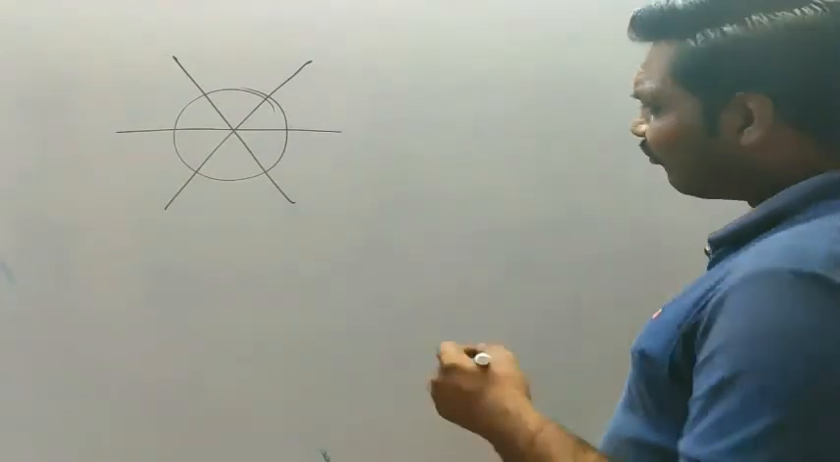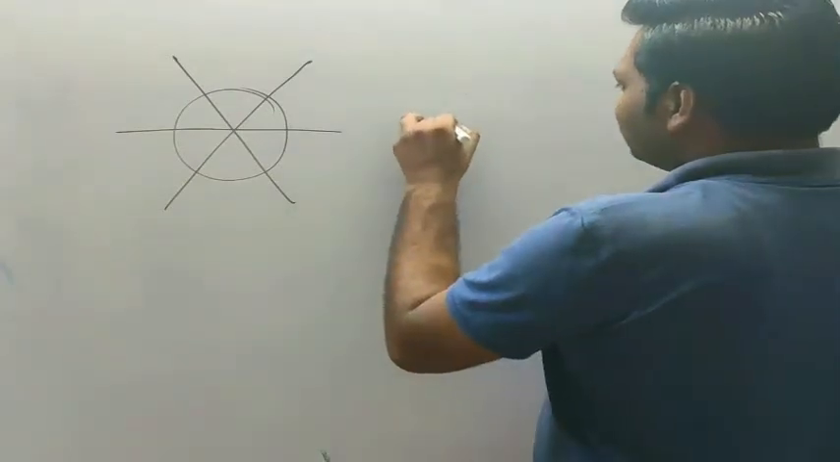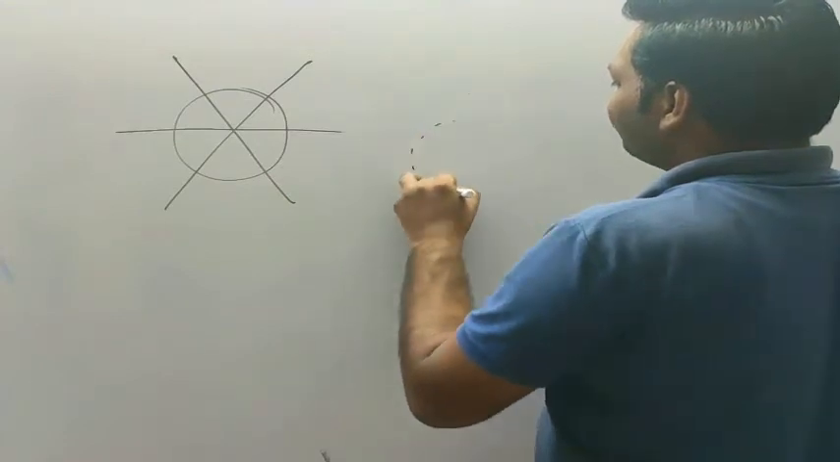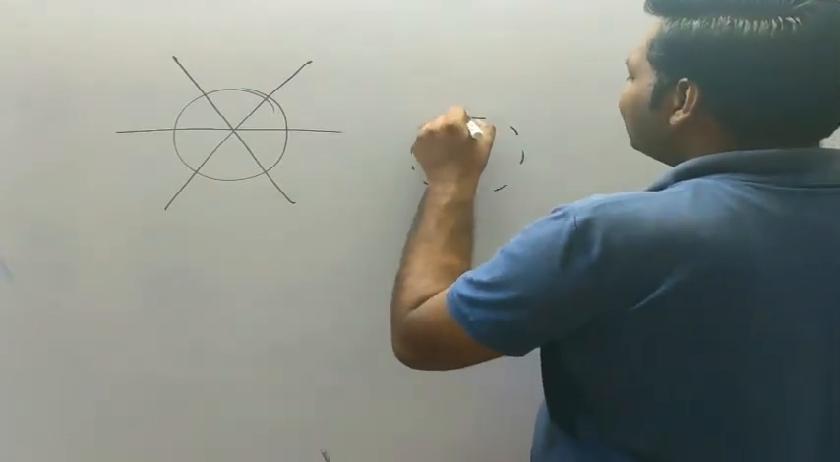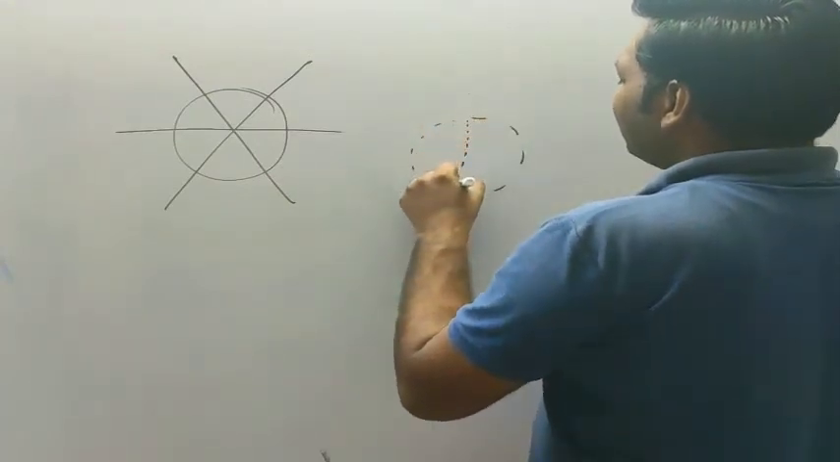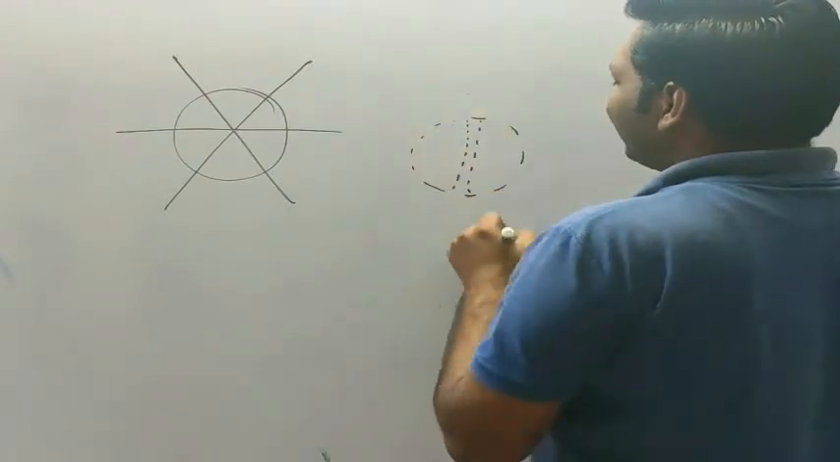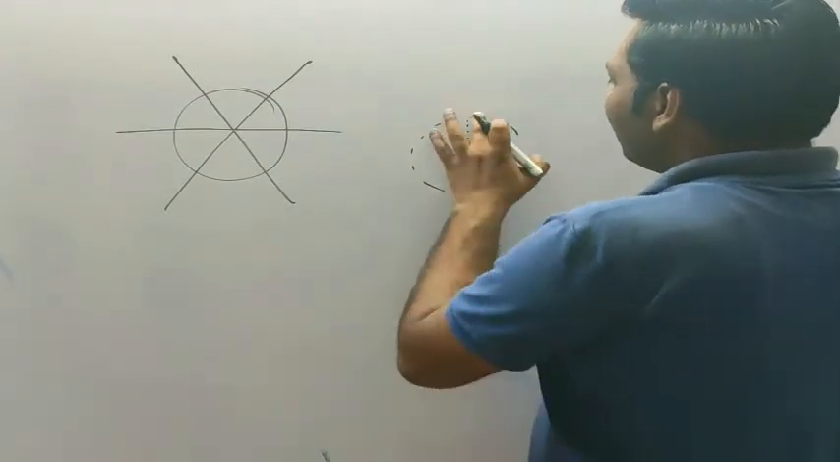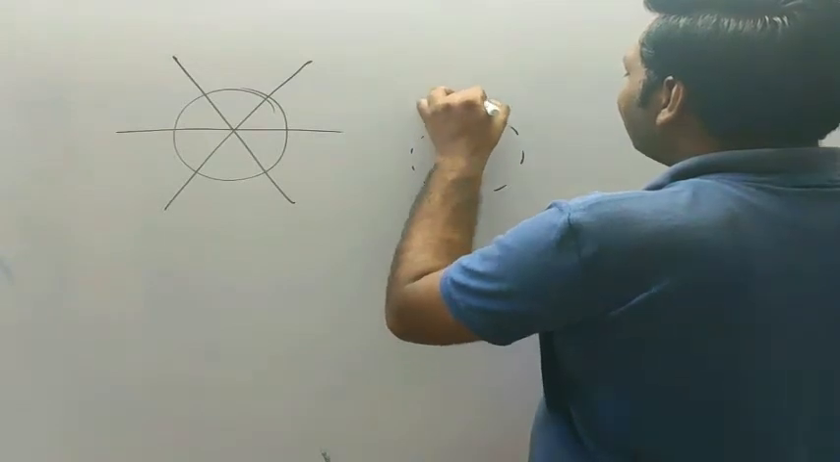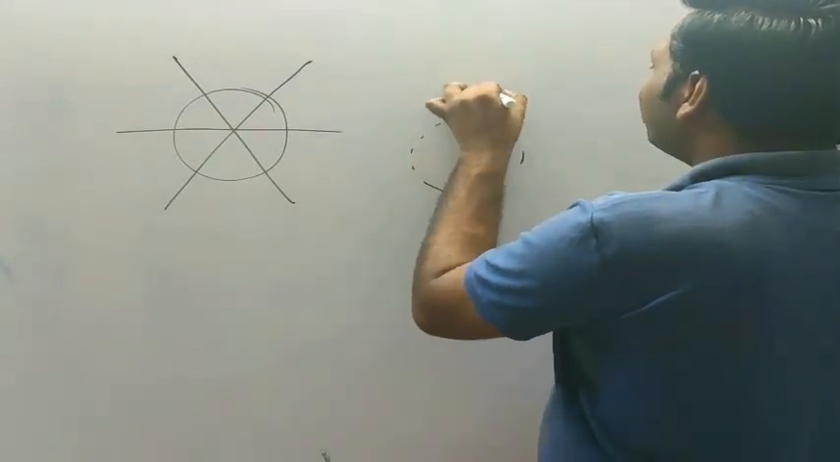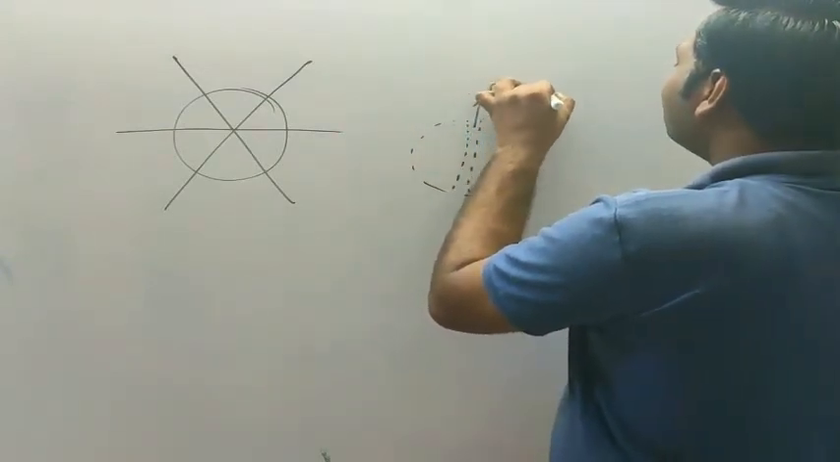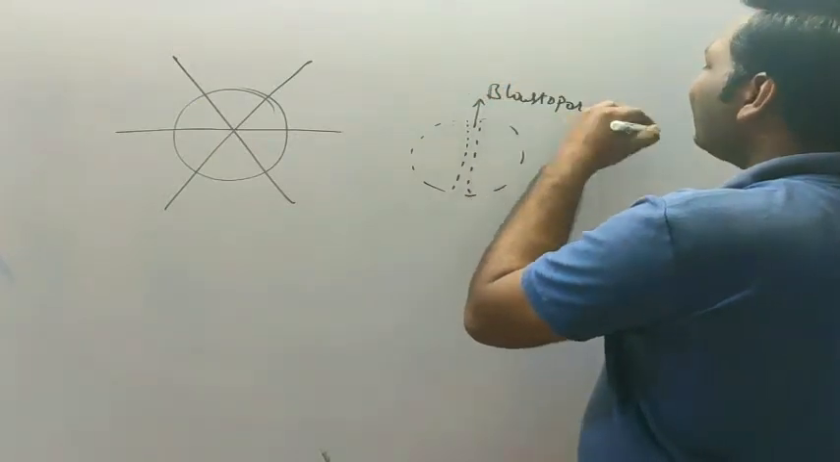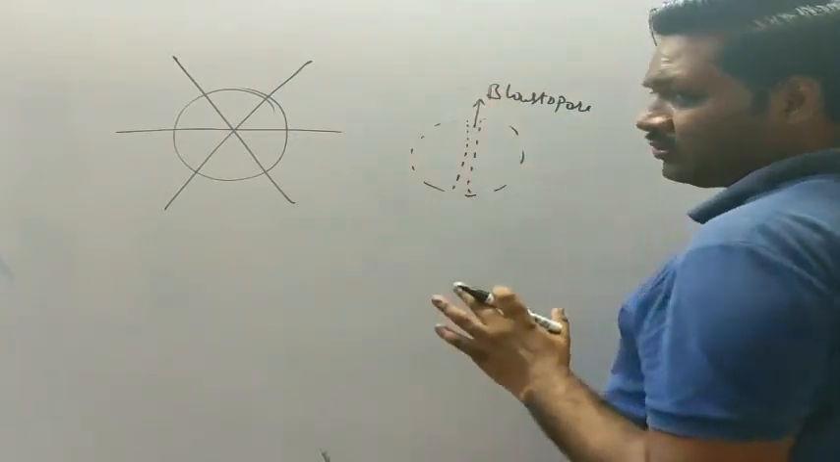This tube is formed from the blastocyst. The blastocyst cells undergo formation of an invagination. This invagination will grow, and this part can be referred to as the blastopore. Now, this blastopore, it depends.